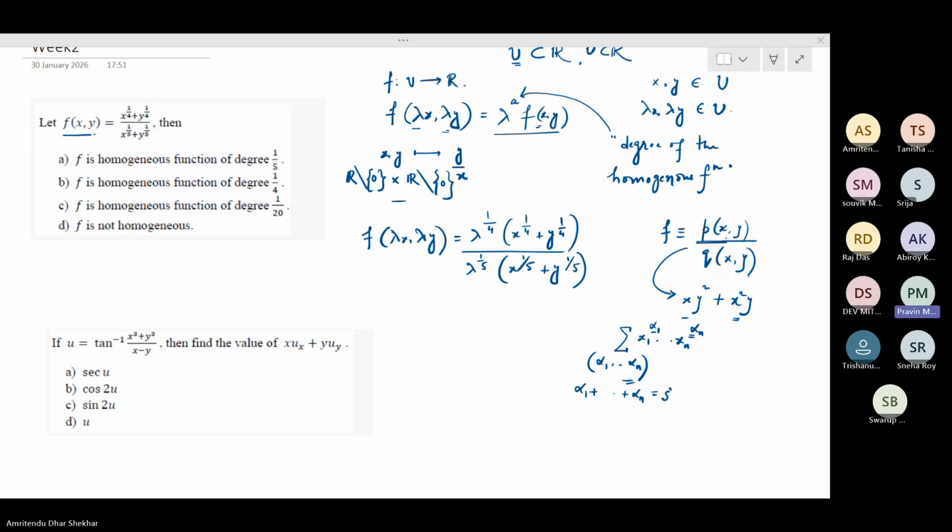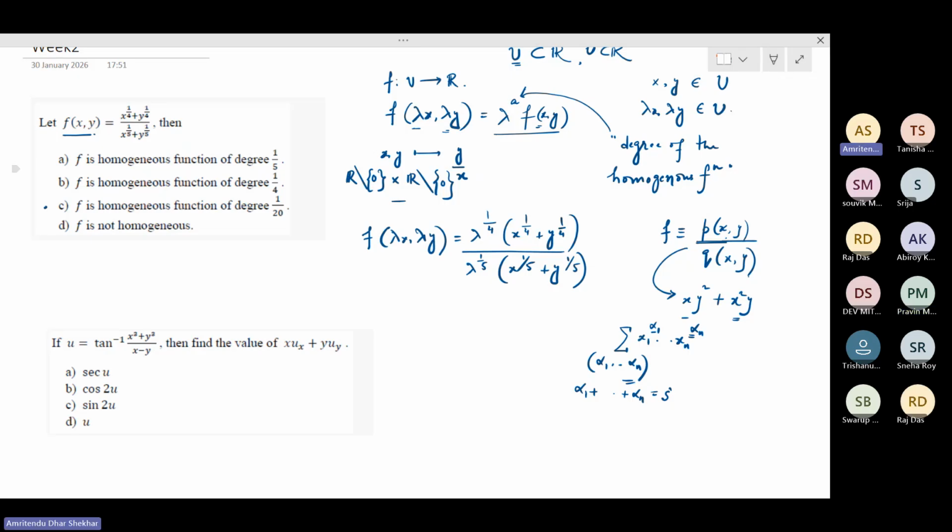There is option D also here: f is not homogeneous. Looking at the equation in this scenario, we can figure out this is homogeneous with degree 1 by 20. Similarly, you also took an example like sine of x comma y, which cannot directly be homogeneous.